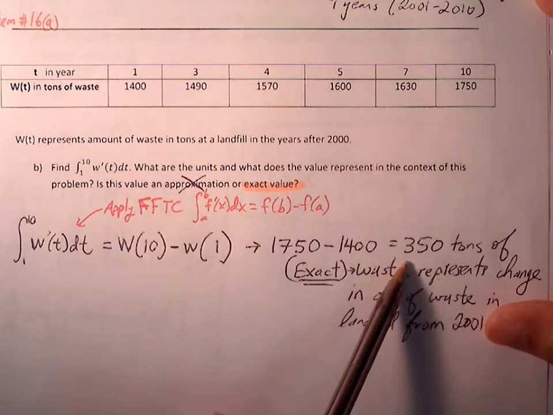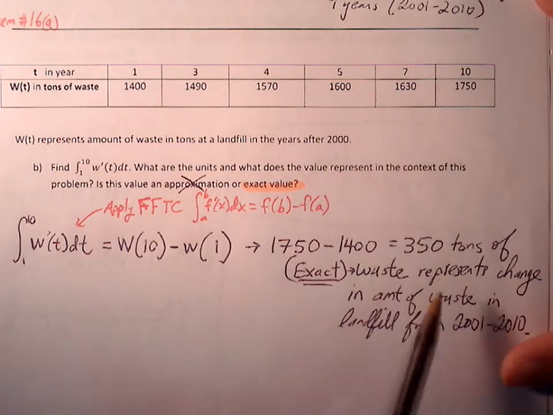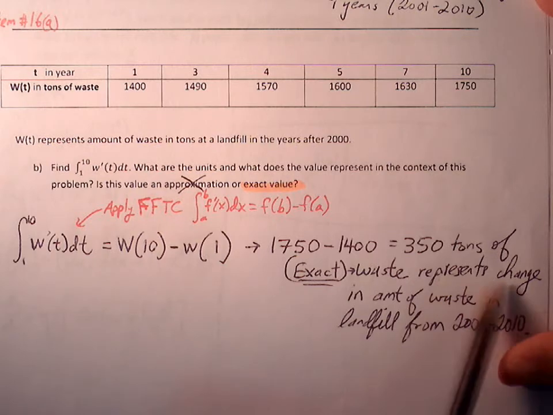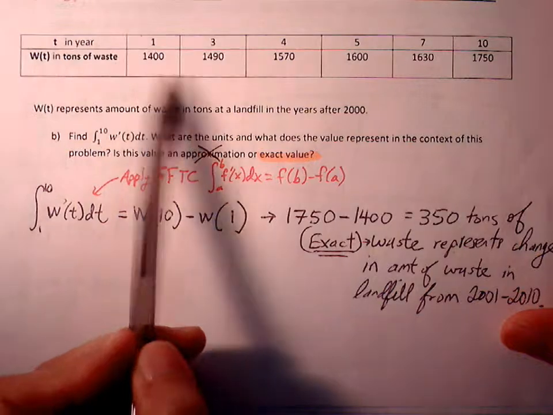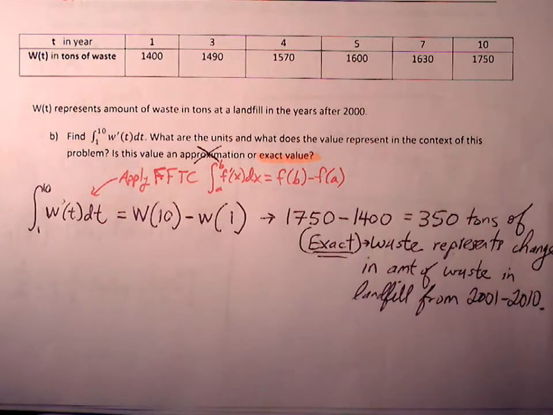And now this is no longer an approximation. This is an exact value. This is the exact amount of waste that has changed, or that has increased, from year 1 to year 10.